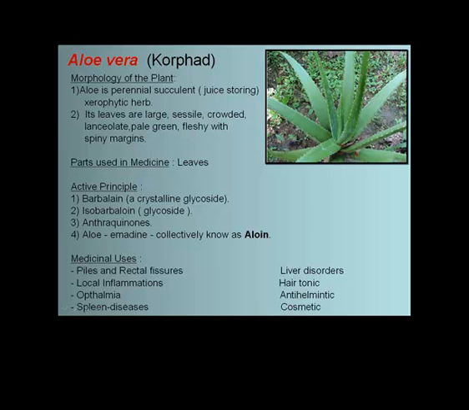Active principle: barbaloin, a crystalline glycoside, isobarbaloin, glycoside, anthraquinones, aloamidine, collectively known as aloin. Medicinal uses: piles and rectal fissures, local inflammations, ophthalmia, spleen diseases, liver disorders, hair tonic, antihelminthic, cosmetic.